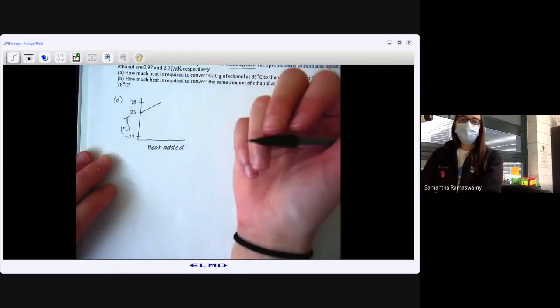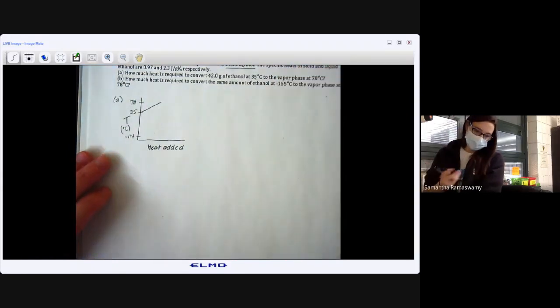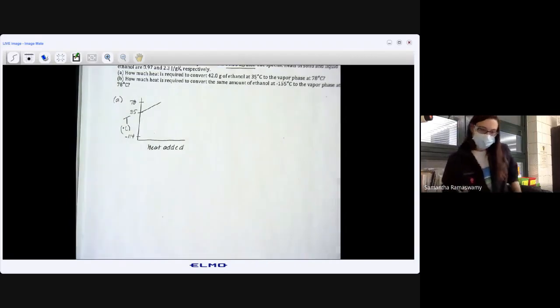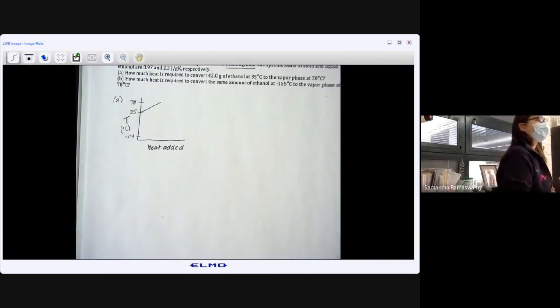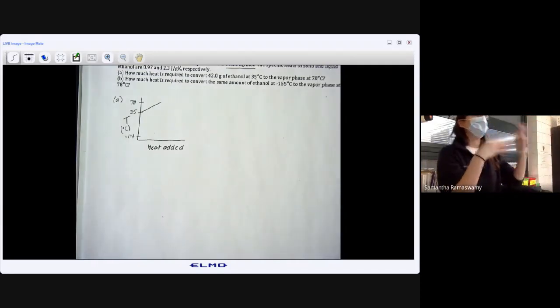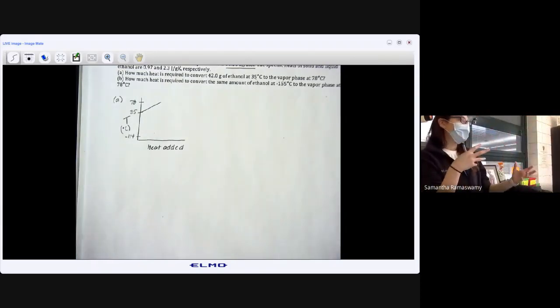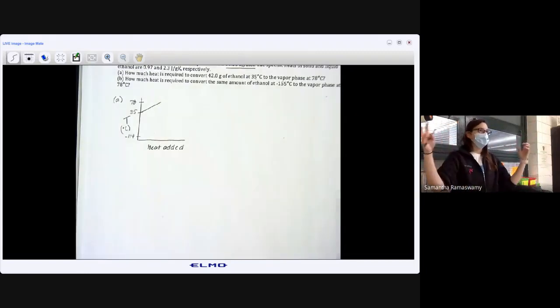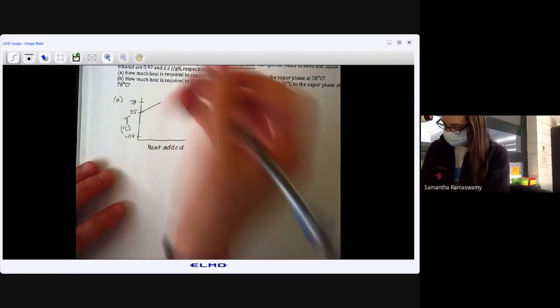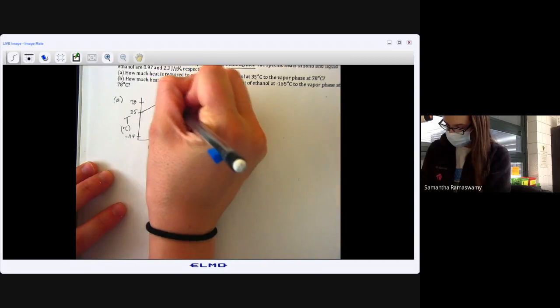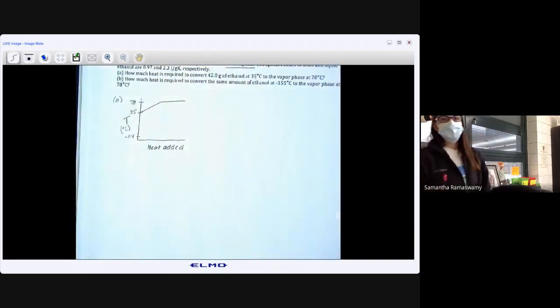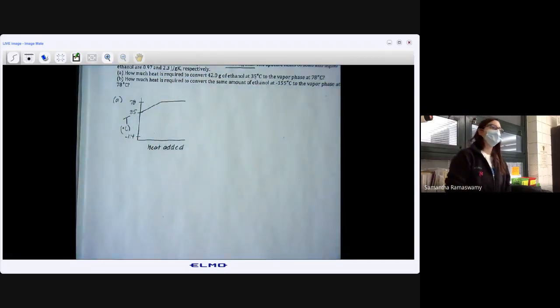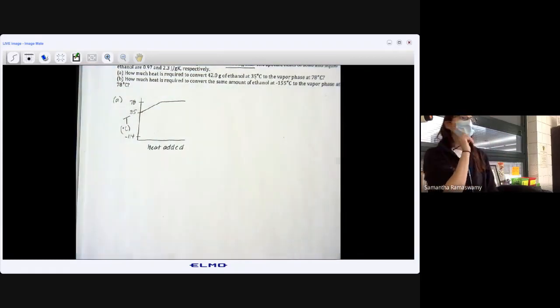When you are just heating up a substance, all you're doing is increasing the kinetic energy of the molecules. We're speeding them up, and slowly increasing the distance between them as they move faster and faster. Then we get to 78 degrees, and at 78 degrees we have a phase change. So it increases and then it's a plateau.